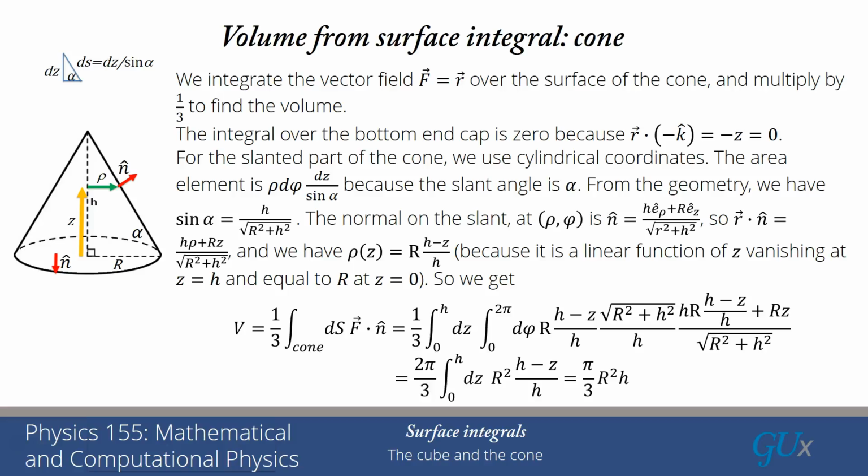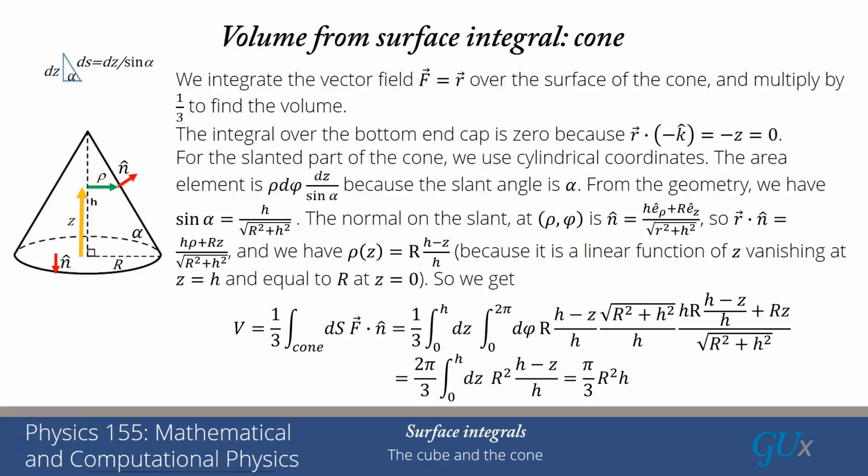I can immediately do the integral over phi because it's just equal to 2 pi. That gives me a 2 pi over 3. I'm left with an integral from 0 to h dz of what is left after we simplify this horribly complicated numerator, and it ends up just being big R squared times (h minus z) over h. So now I have to integrate that.